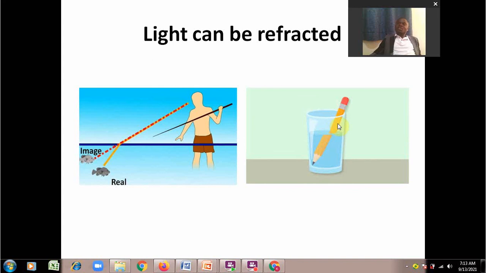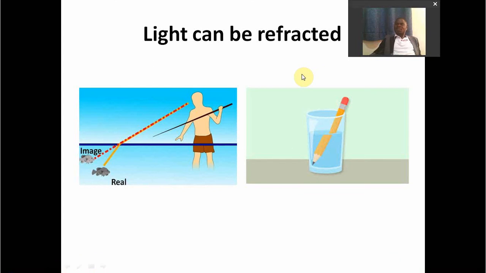You will observe that the pencil looks as if it is broken, as if it is not straight, as if there is one piece inside the glass and another piece almost coming out of the glass. This is due to refraction, the bending of light rays. All together. So, light can be refracted. That is one of the properties of light. Let's continue.